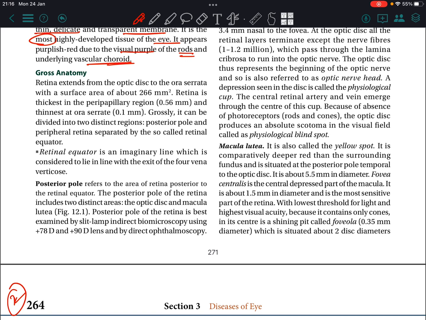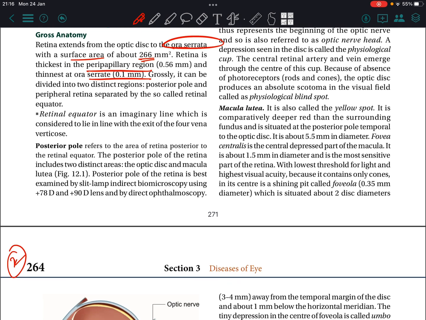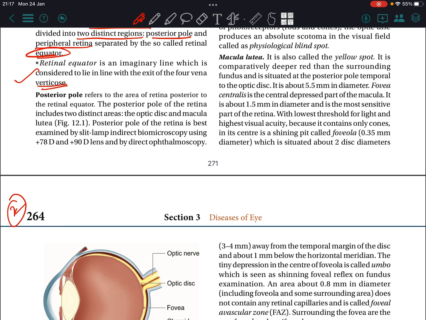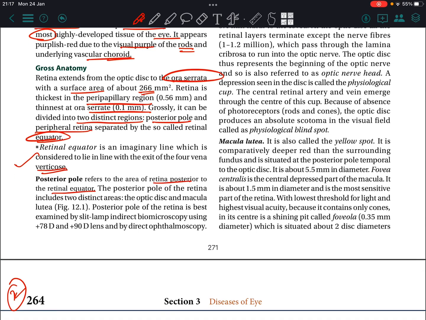Gross anatomy. Retina extends from the optic disc to the ora serrata with a surface area of about 266 mm square. Retina is thickest in the peripapillary region and thinnest at the ora serrata. Grossly, it can be divided into two distinct regions: posterior pole and peripheral retina, separated by the so-called retinal equator. Retinal equator is an imaginary line which is considered to lie in line with the exit of the four vortex veins, the vena vorticosae.